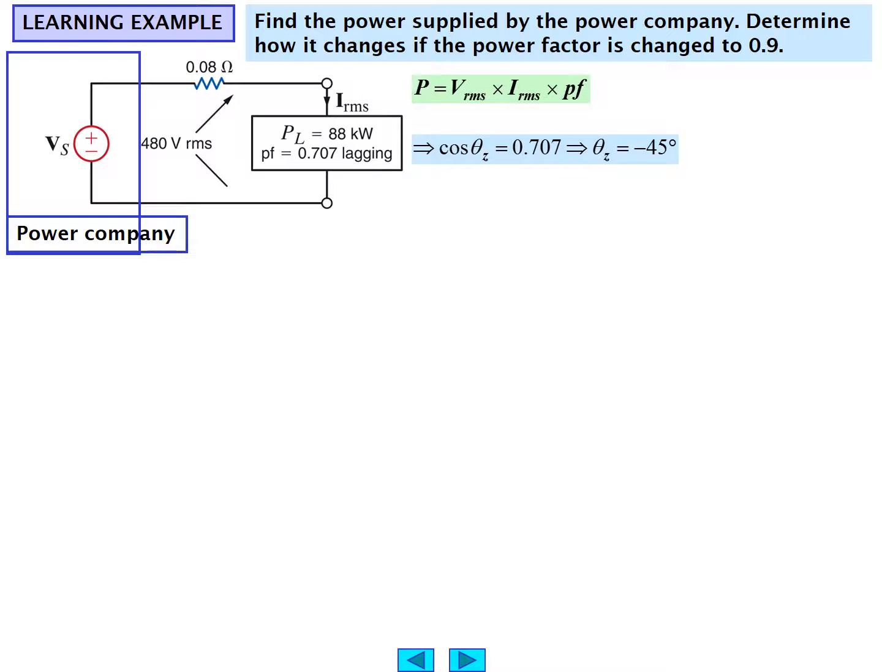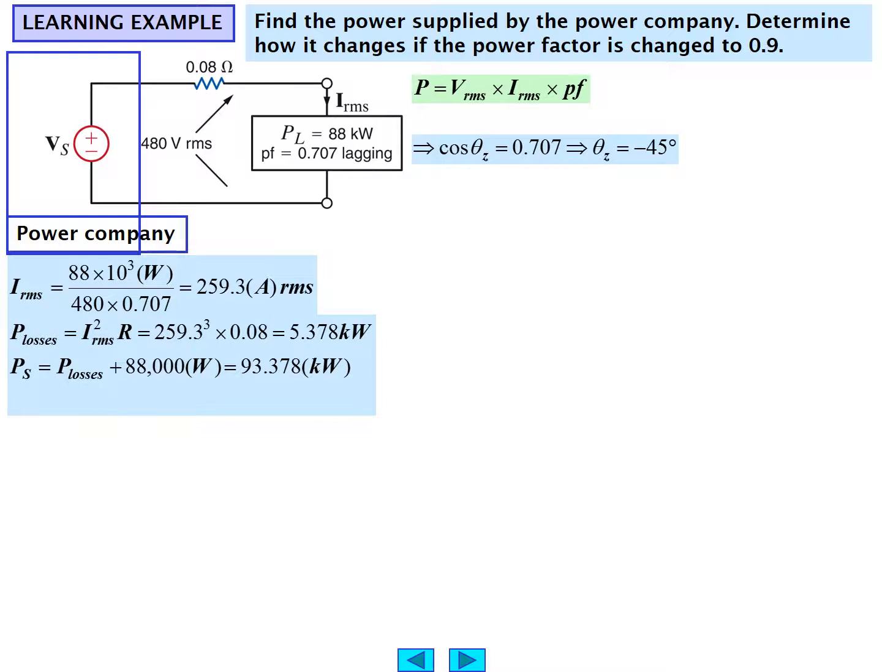The power then is VRMS times IRMS times the power factor. And IRMS can be computed. It's 88 kilowatts, 88 times 10 to the third watts, divided by 480 times 0.707. That's 259.3 amperes RMS.